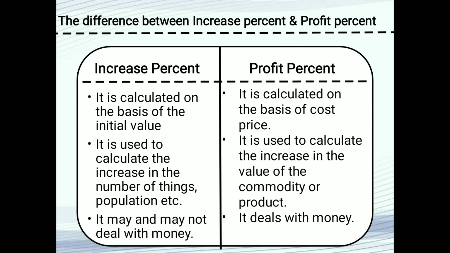Now, the difference between increase percent and profit percent. Increase percent is calculated on the basis of the initial value and profit percent is calculated on the basis of cost price. Increase percent is used to calculate the increase in the number of things, population, etc. And profit percent is used to calculate the increase in the value of the commodity or products. Increase percent may or may not deal with money, and profit percent deals with only money.